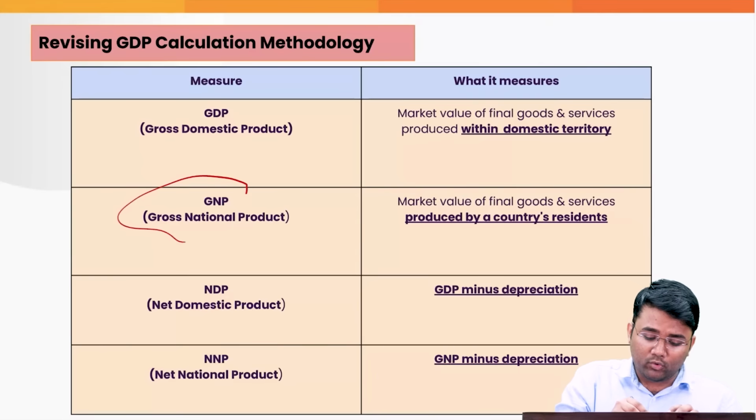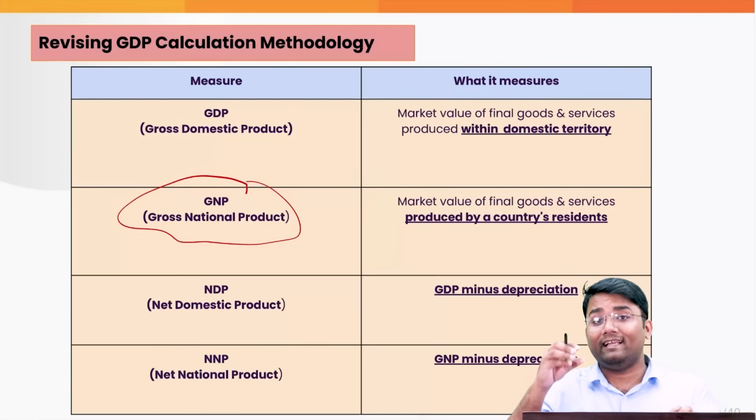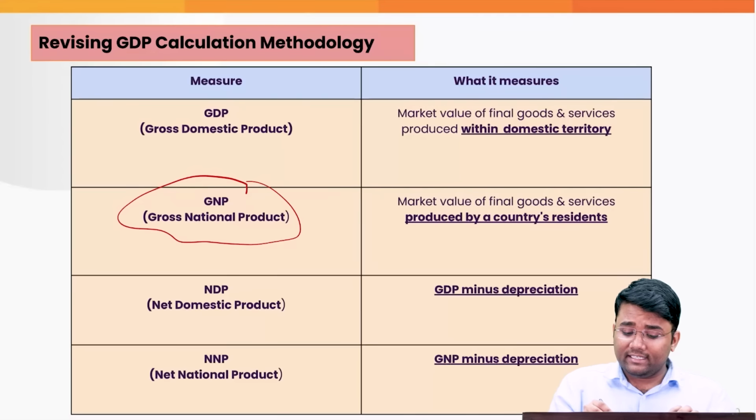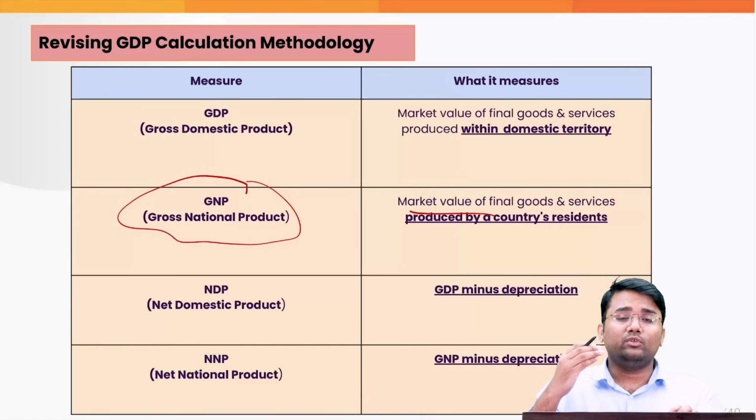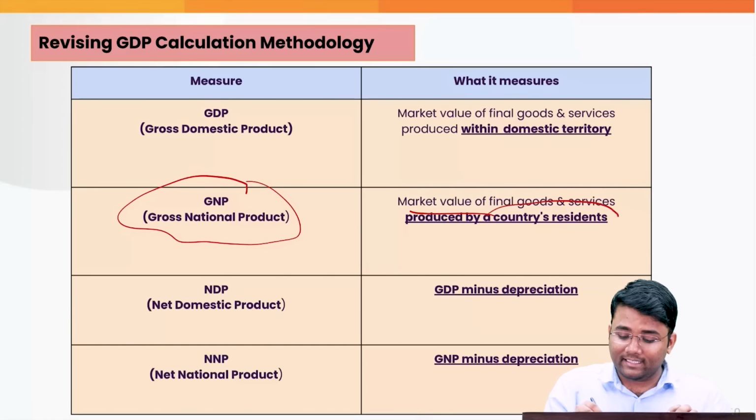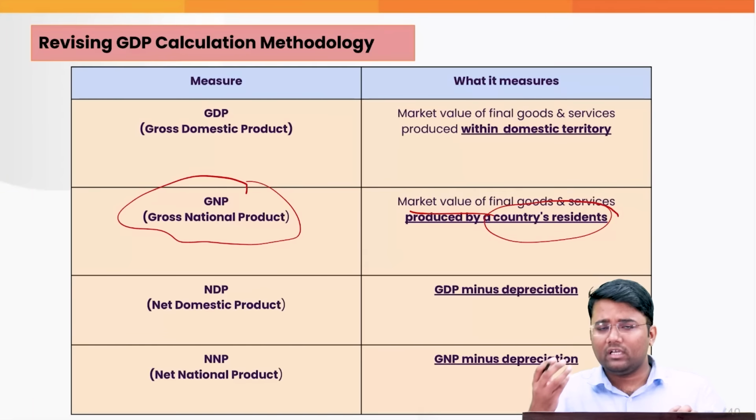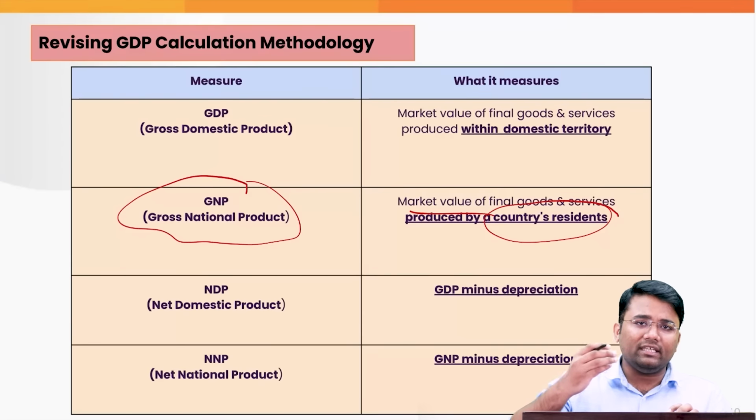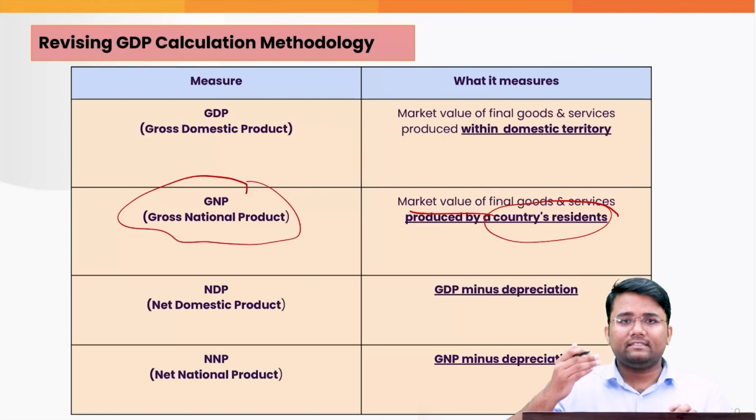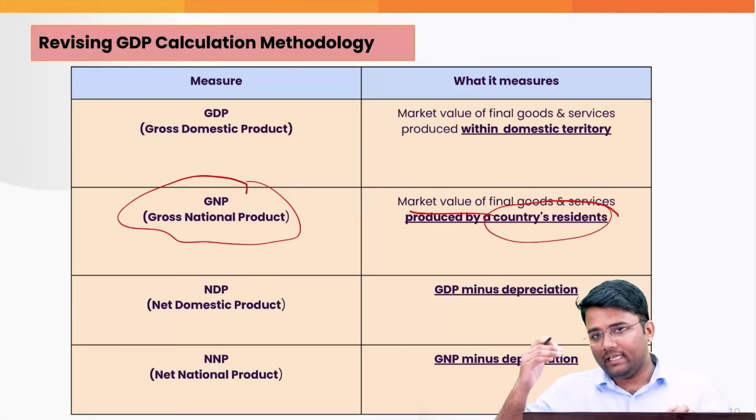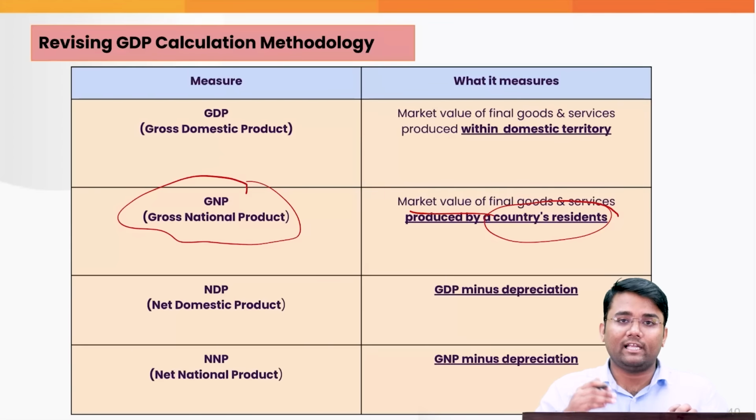But when we talk about GNP or gross national product, it is the market value of all final goods and services produced by residents of the country, or in India's context, the residents of India. For example, if Tata Motors is producing something in the UK also, since they are residents of India, we will add that particular part in India's GNP while calculating the gross national product.